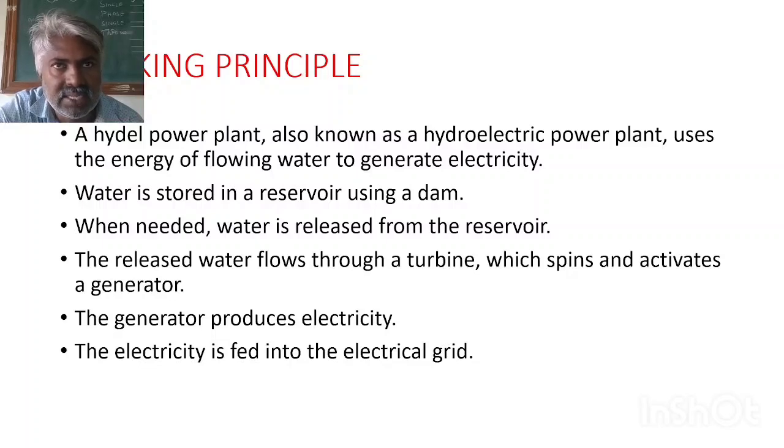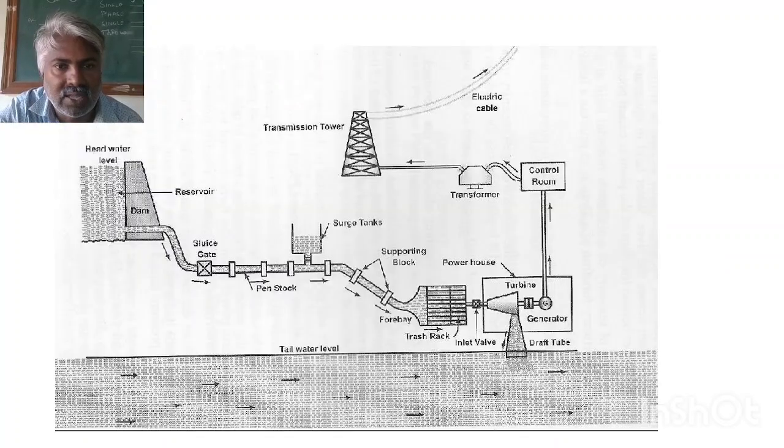So that electricity is sent to the transformer for stepping up, and that will be sent to the grid for transmission of power to all domestic purposes. This is the working principle of hydroelectric power plant. If you see the layout, this is the hydroelectric power plant layout.